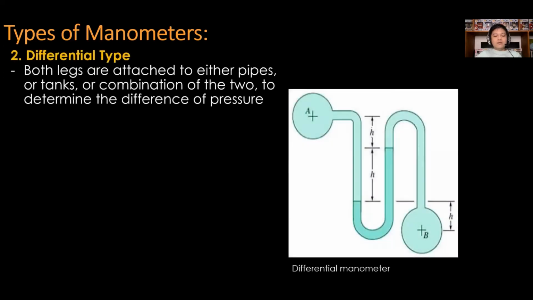Second type is the differential type. So both legs are attached to either pipes or tanks or a combination of the two to determine the difference of pressure. So the figure shows a manometer attached to two pipes, pipe A and pipe B.